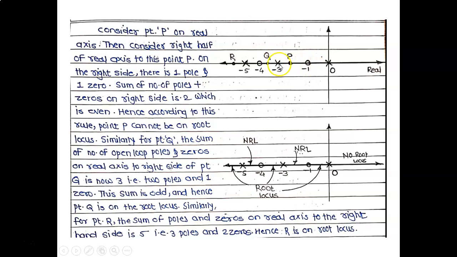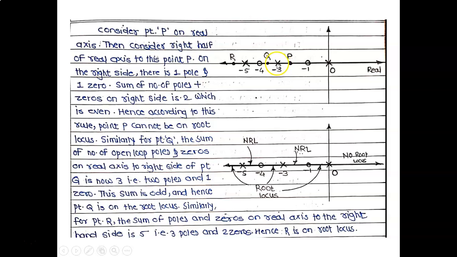Now consider this minus 3. Minus 3 is a pole. Consider this minus 3 point. To the right side of minus 3, how many poles and zeros are there? One pole is there, 0, and one zero is minus 1. Therefore the addition of P plus Z is equal to 2.